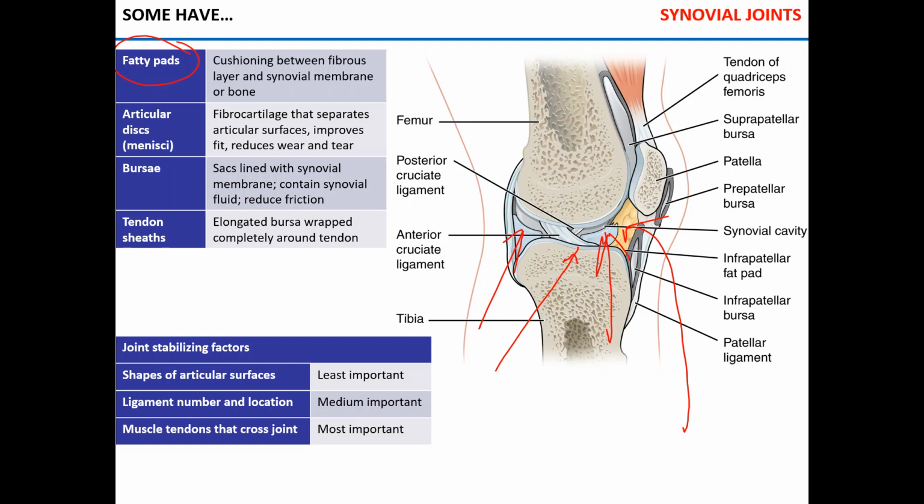Bursae. Bursae is a really interesting structure. Here's the bursa. So bursae are like rolling bearings. They're sacs.